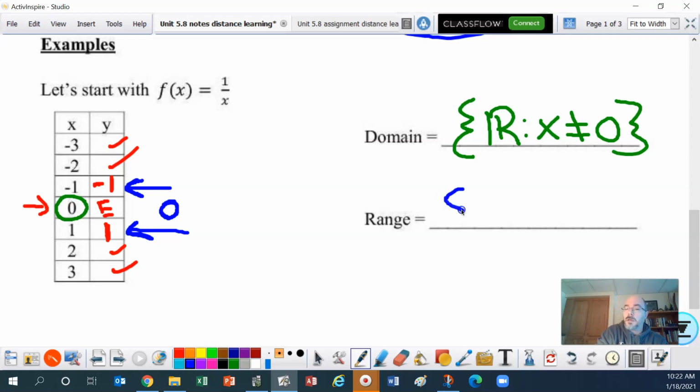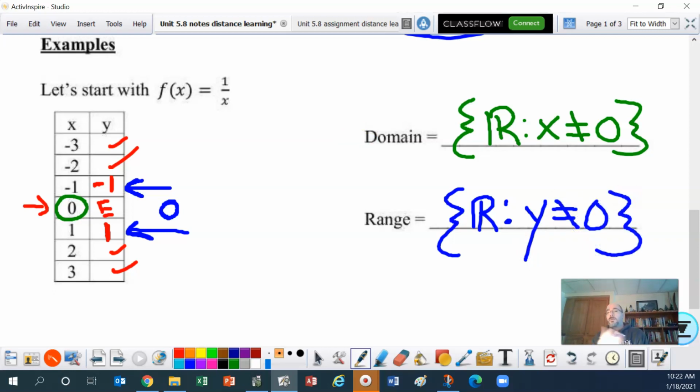So what we're going to do, ladies and gentlemen, is we're going to put the symbol for all real numbers. We're going to put our colon, and then we're going to put y, because the range value is y, does not equal 0. So the domain and range in this problem are identical, okay? Except, remember, you have to use x for the domain and y for the range. All right, let's look at another one.